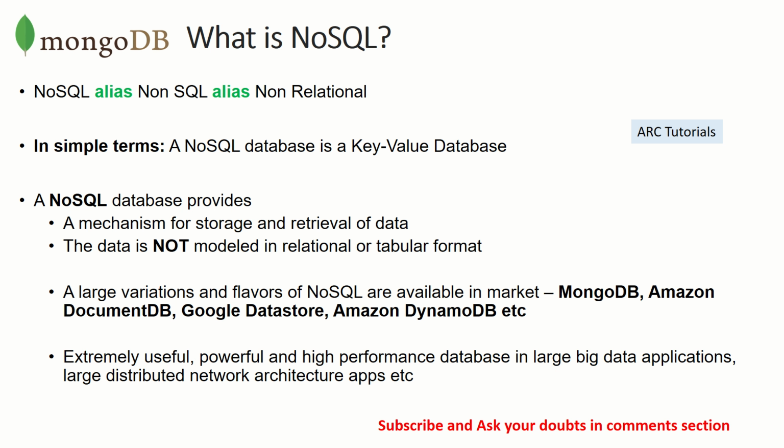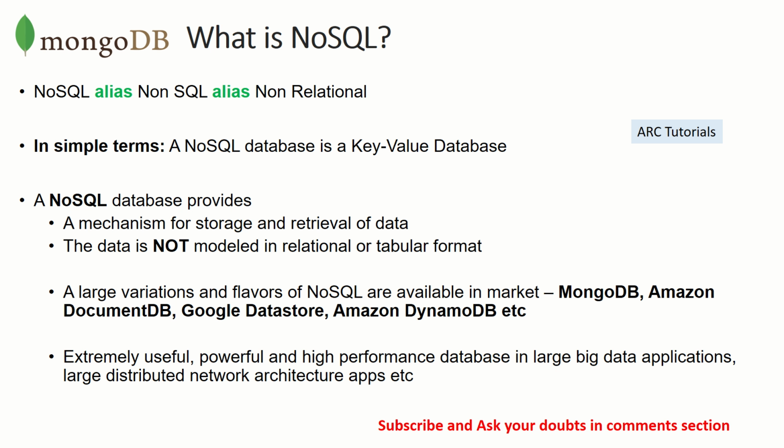Second, it is not modeled in relational or tabular format, which means it is not in tables. There is no entity, there is no relationship, there are no columns, there are no rows. Any database which does not follow the typical relational model is called a NoSQL database. That's how you should look at it.